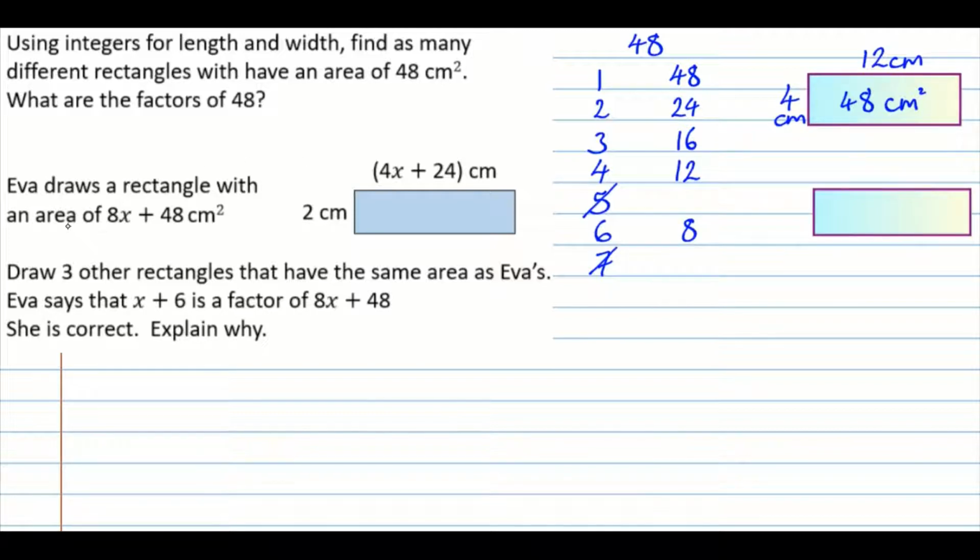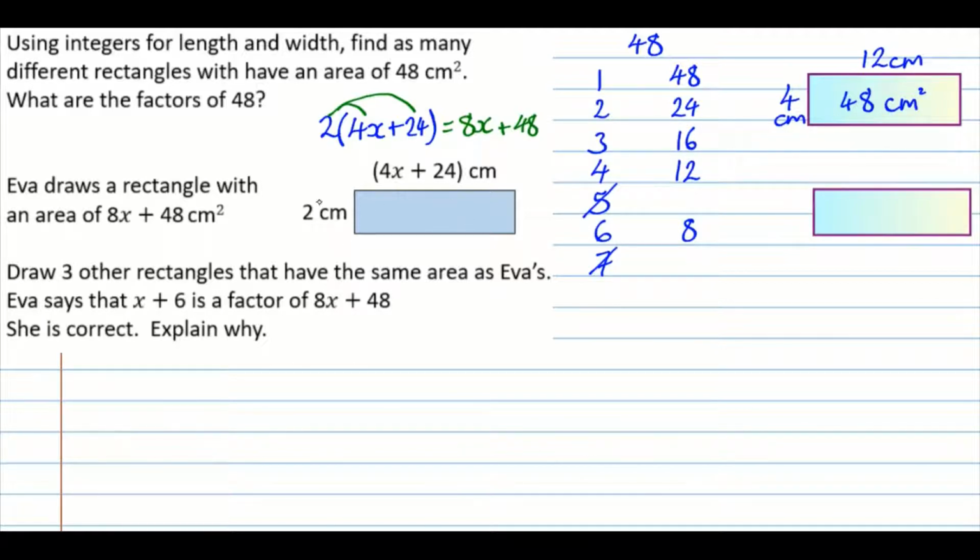Okay, the second question has a rectangle with an area of 8x plus 48 centimetres squared. Now, what you'll see with the values they've given is 2 times 4x plus 24, and if you remember we miss out the times sign in algebra, we would just write it like this. Multiplying that out we'd want 2 times 4x, which is 8x, and then 2 times 24, which is 48. So there we've got 8x plus 48, which is the area that they asked for.